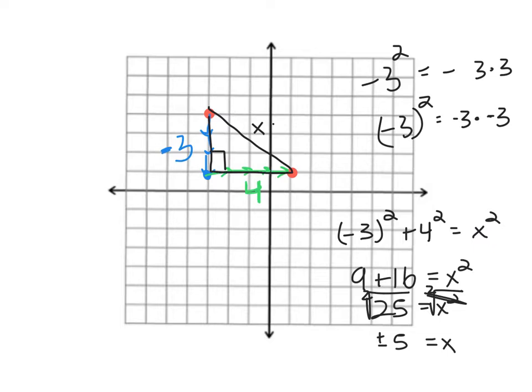I know I just used a negative length to show that I was counting down. I've got a reason for that. And because we're not talking about a real-world problem here, it's completely fine for us to do that. But that 5 is the answer that I'm looking for. The distance is 5.